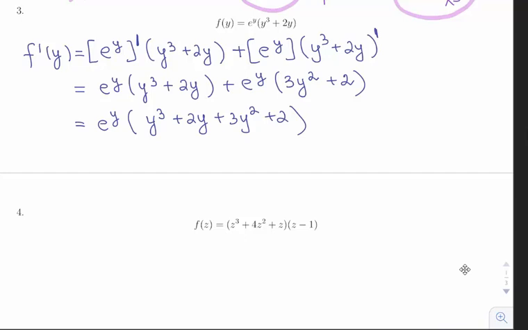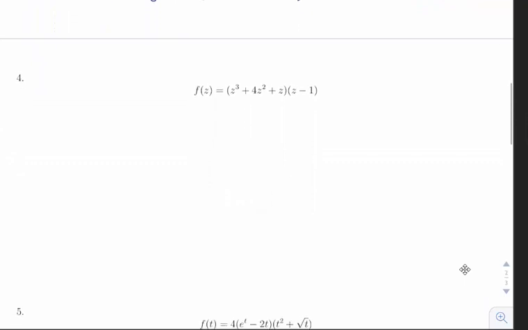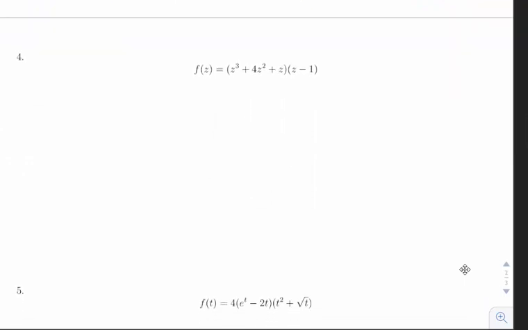All right, let's go ahead and take a look at another example where we have a product, and now we have a trinomial involved here. Okay, so the first term has 3 terms. Okay, how do we deal with it? Same way as before. Nothing changes here. Okay, let's see. F prime of z.